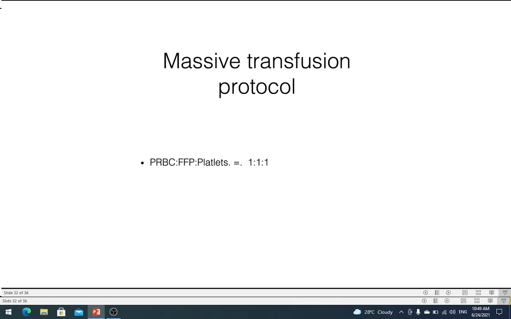So I think these things keep changing as we learn more and more, but this is the present protocol. So in a massive transfusion, you will give the blood products in this particular ratio. If you're giving whole blood, there is no problem because there is no need to, but when you give components, this is the ratio that is followed. Red blood cells to fresh frozen plasma to platelets in the ratio 1:1:1.